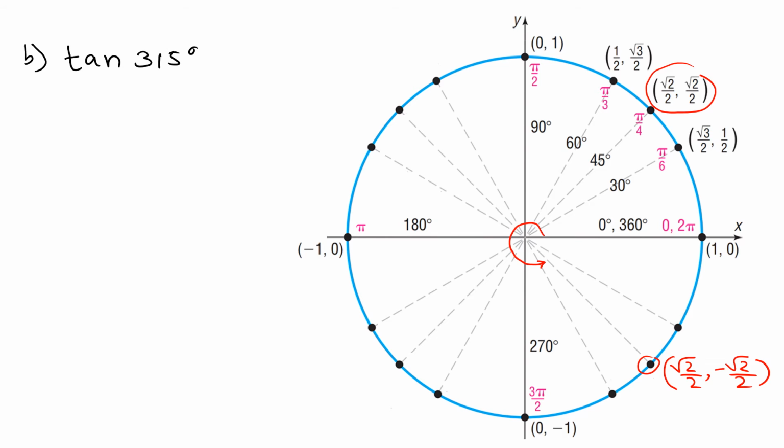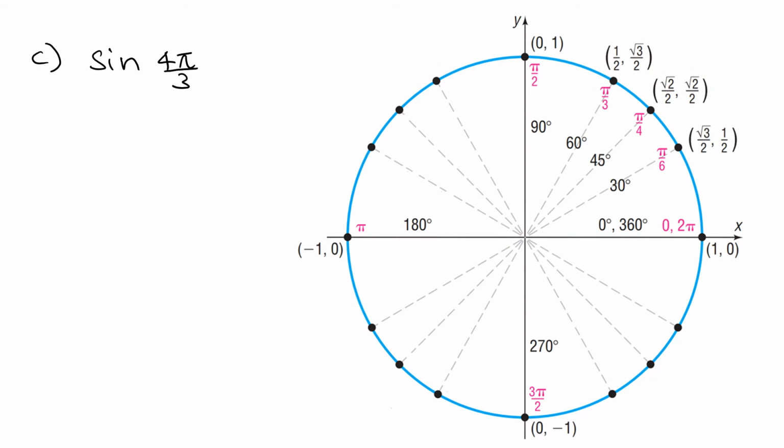Now tan. Tan means the y coordinate over the x coordinate. So we can write the two coordinates now, which are negative square root 2 over 2 and positive square root 2 over 2. Since the two values are the same in magnitude, you're going to get negative 1. So that is the exact value of tan 315.